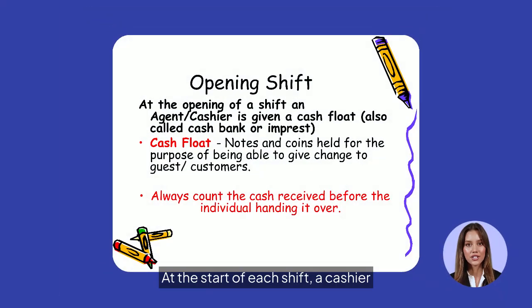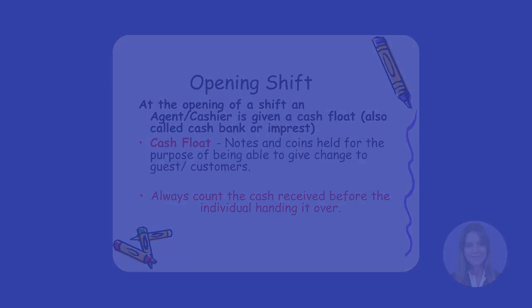At the start of each shift, a cashier receives a cash float, also known as a cash bank or imprest. This float consists of notes and coins used to provide change to customers. It's crucial to count the cash received before accepting it to ensure accuracy and accountability.